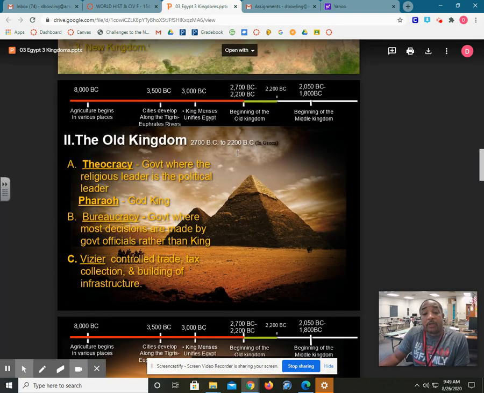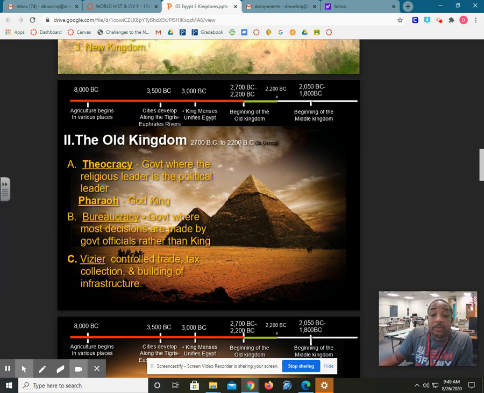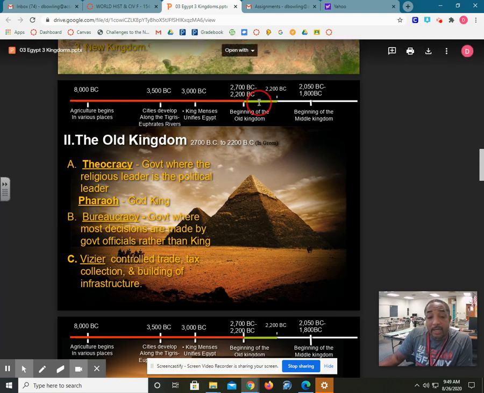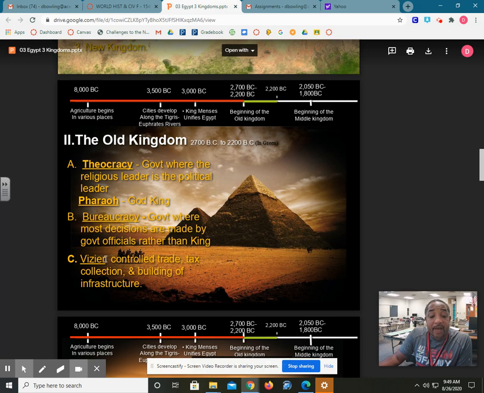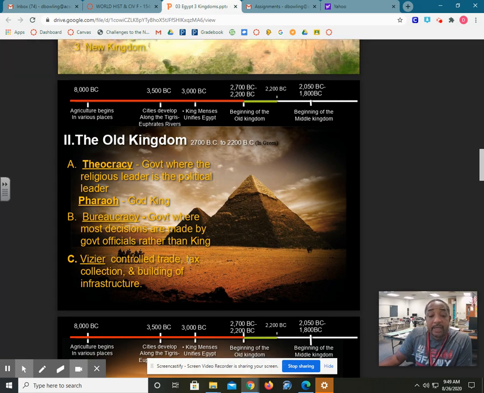The Old Kingdom was from 2700 BC to 2200 BC, right here in green, beginning of the Old Kingdom. And then you see the main keys right here is theocracy, bureaucracy, and vizier. So vizier is something you guys might not know about, but it controlled trade, tax collection, and building of infrastructure. Bureaucracy is government where most decisions are made by government officials rather than the king.